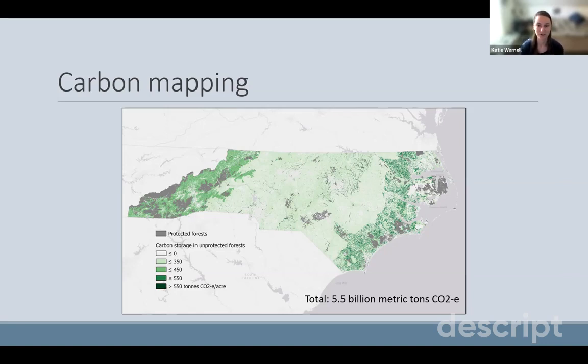So going back to the original recommendation that was being worked on. And the total here is more than 5.5 billion metric tons of carbon dioxide equivalent. This is equal to more than, I think, 35 years of our state's annual emissions. So it's quite a bit of carbon that's stored in these forests.